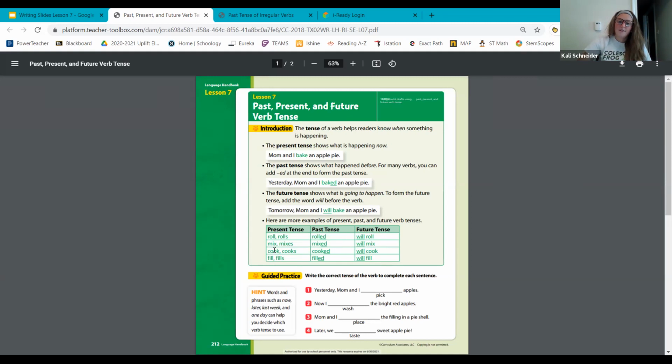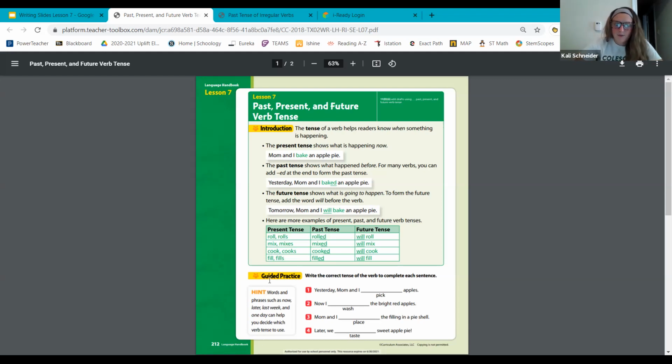For cook, present tense is cook or cooks if you're plural, more than one thing. Past tense would be cooked. In the future, we will cook. See that word will in front of it. And then we have fill or fills if it's more than one in plural. Filled in the past, or will fill in the future. Let's go ahead and work through our guided practice.